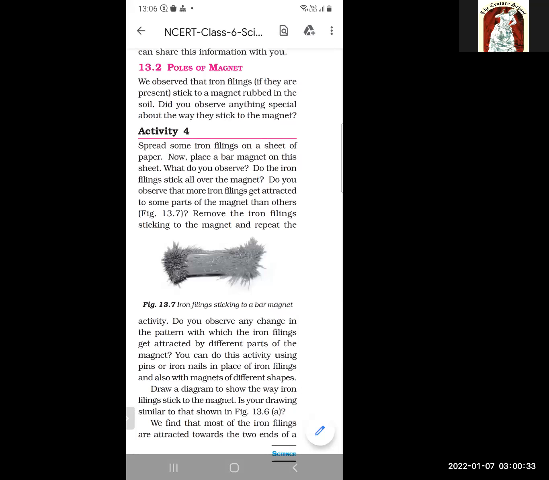So we can do this activity number 4 with the help of iron nails. If iron filings are not available, we can do this activity with the help of iron nails.